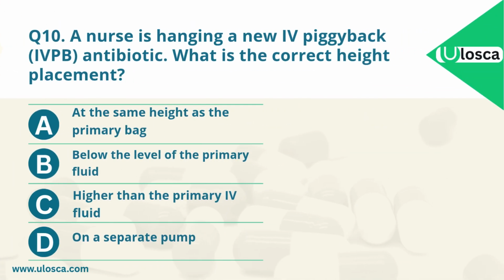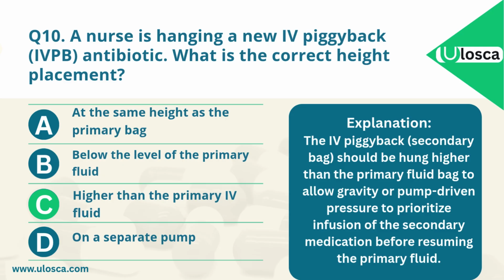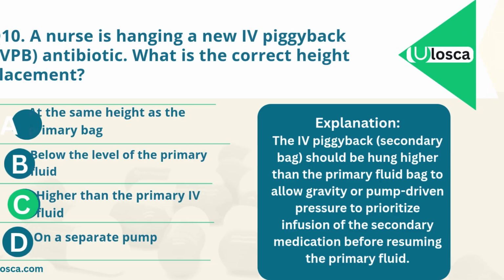The correct answer is C. Higher than the primary IV fluid. Explanation. The IV piggyback should be hung higher than the primary fluid bag to allow gravity or pump-driven pressure to prioritize infusion of the secondary medication before resuming the primary fluid.